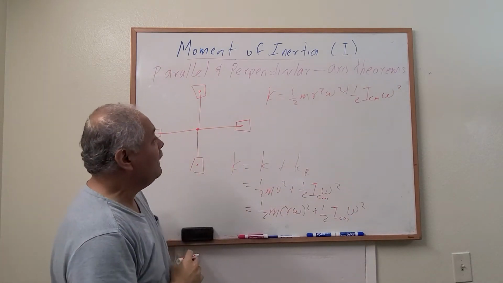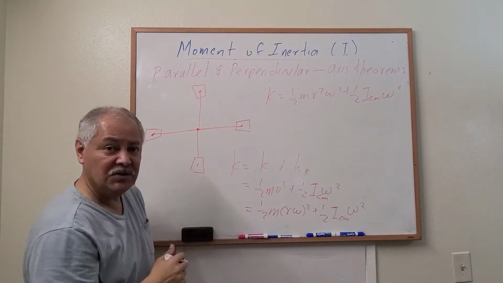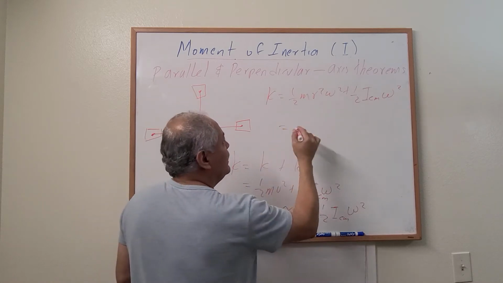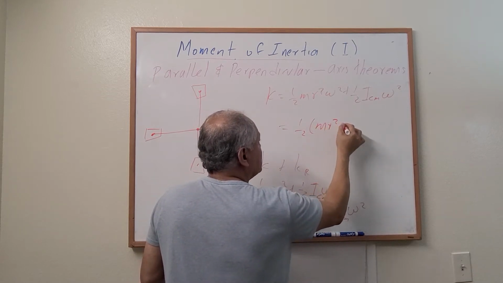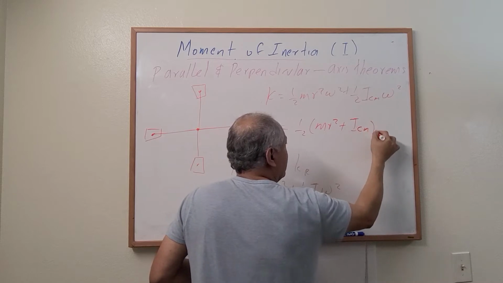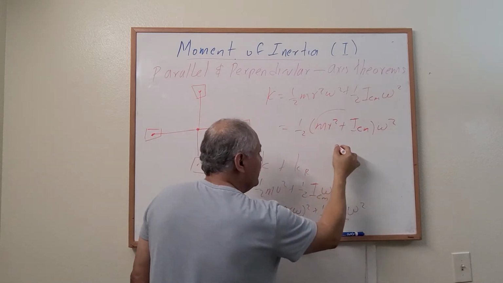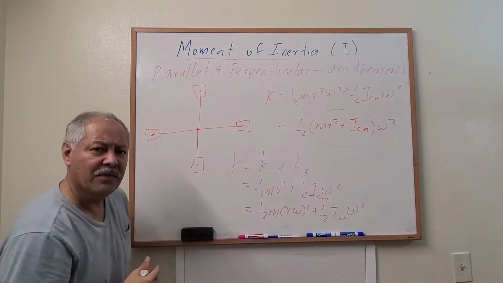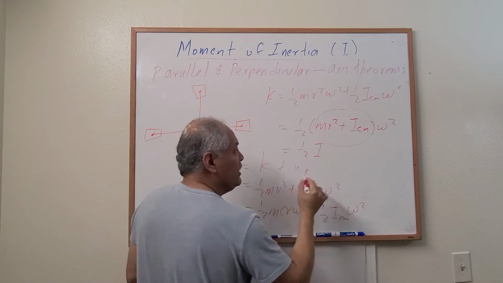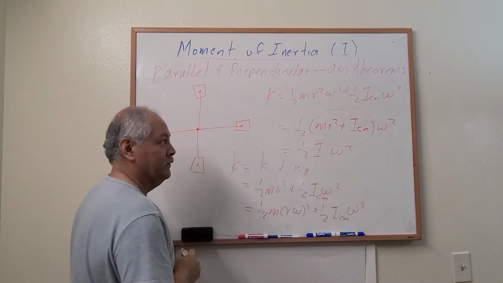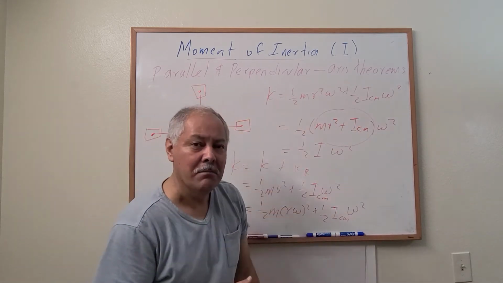Now, they have the same angular velocity, actually they have the same angular velocity, so this takes this form: it's going to be 1/2 times (m, the total mass, r squared plus moment of inertia through the central mass) omega squared. Now, this is the total moment of inertia of this object moving in a circular path. So this becomes equal to 1/2 the total moment of inertia times omega squared. This quantity is called the parallel axis theorem.